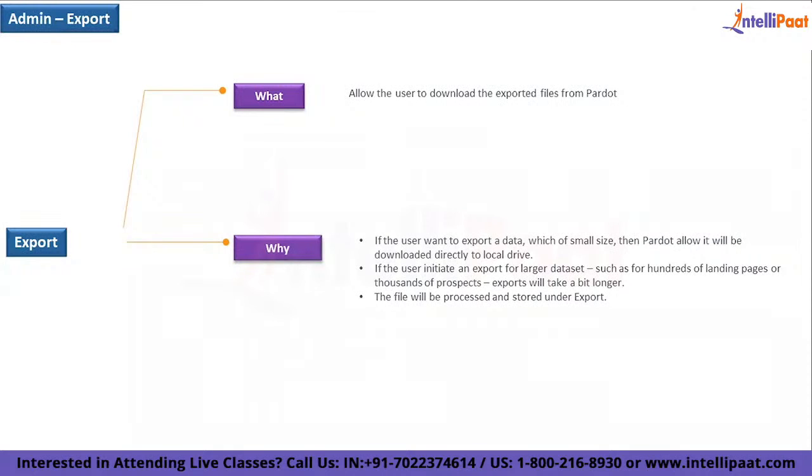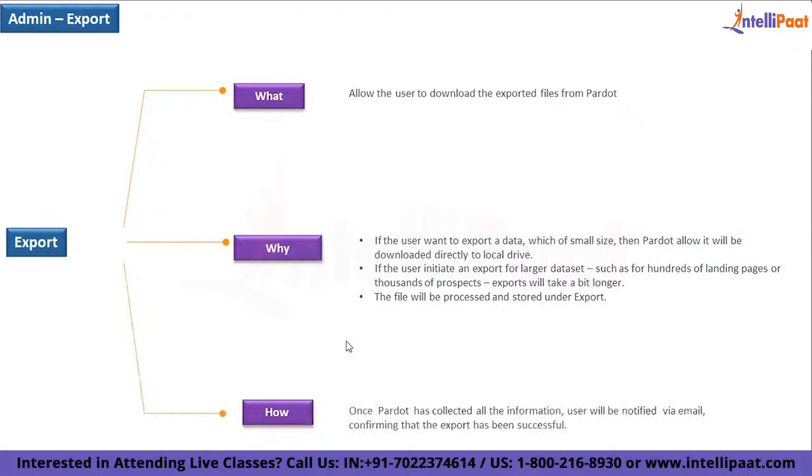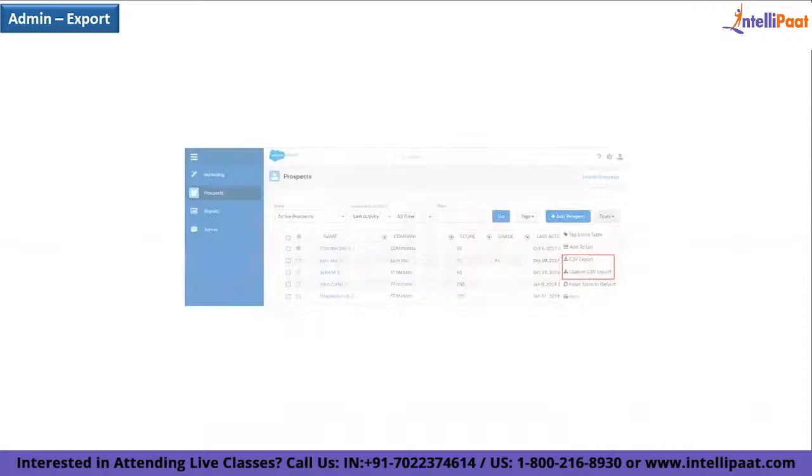Hence, when we are downloading smaller files, we can download them directly to our local drive, but if it is large data that a user is trying to download, it will not allow us to download directly. Instead, a file will be created under export, which we can always access and download. Once the file is ready, a notification will be sent to the user saying your file is now ready to download, and you can access this export section and download the relevant data from your Pardot instance. Now let us see how we can do it.